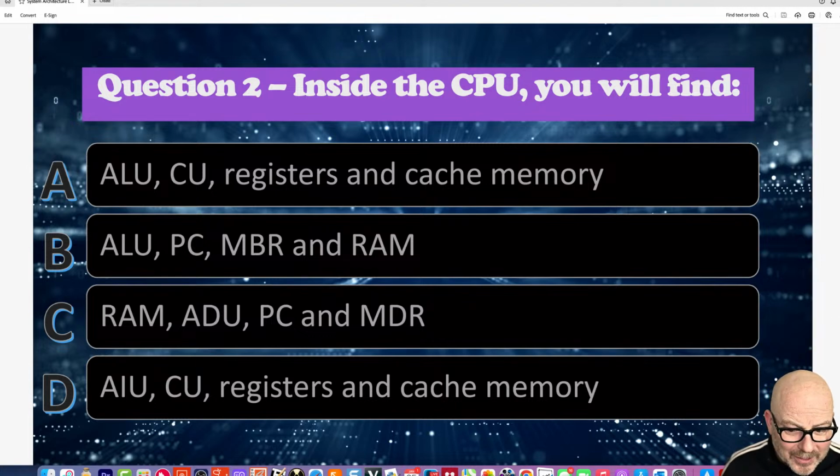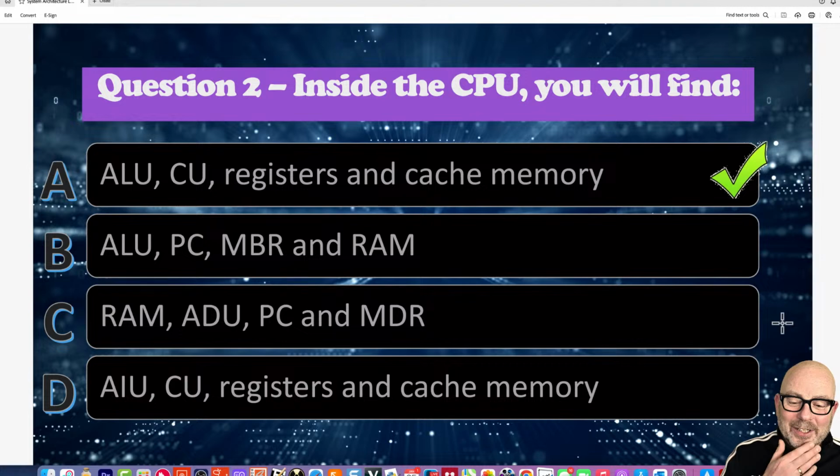So let's go on to the answer here. It's these guys here. It's the ALU, the CU, registers and cache memory. Let's try the next one, shall we?